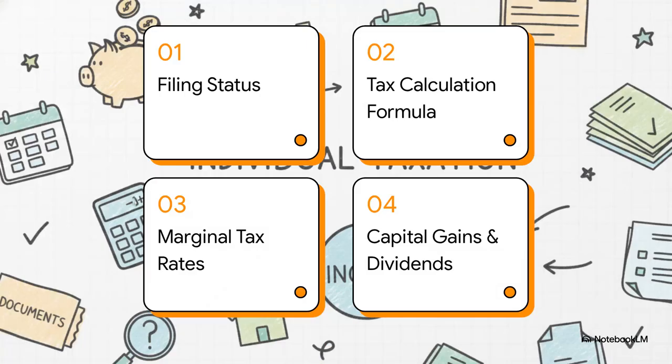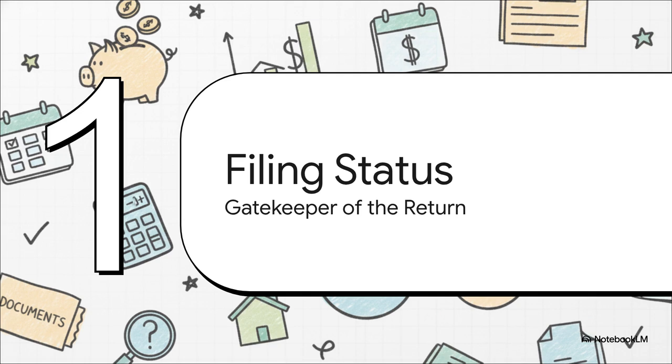So here's our roadmap for today's Explainer. First, we'll look at determining filing status. Then we'll walk through the tax calculation formula. After that, marginal tax rates explained, and we'll wrap up with capital gains and dividends. Okay, let's dive right into this.